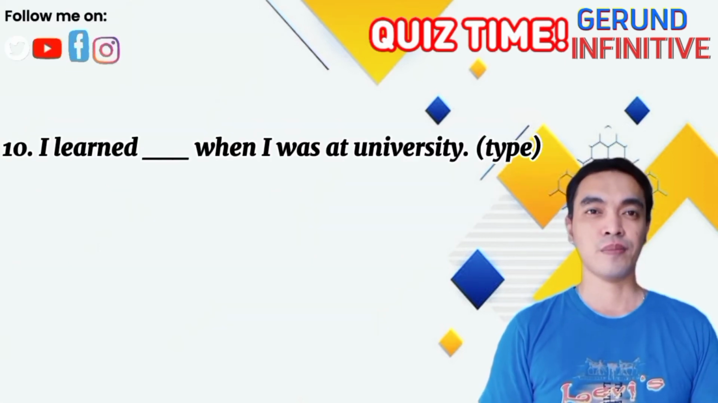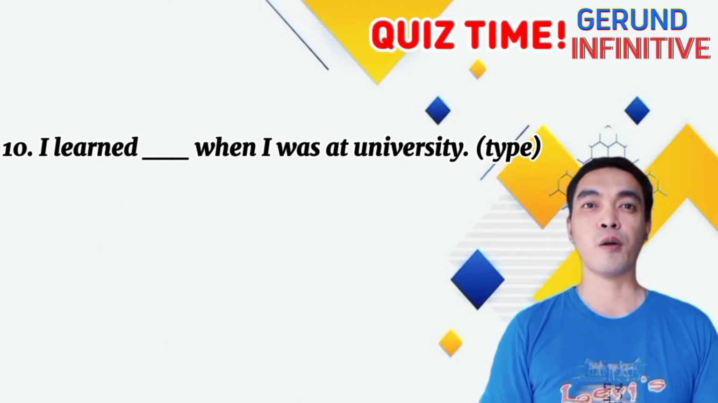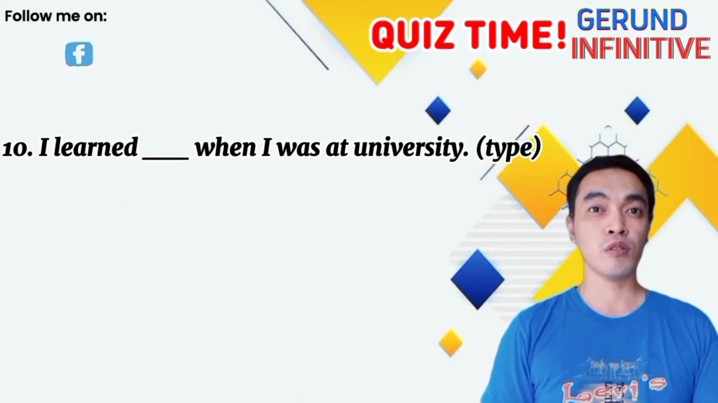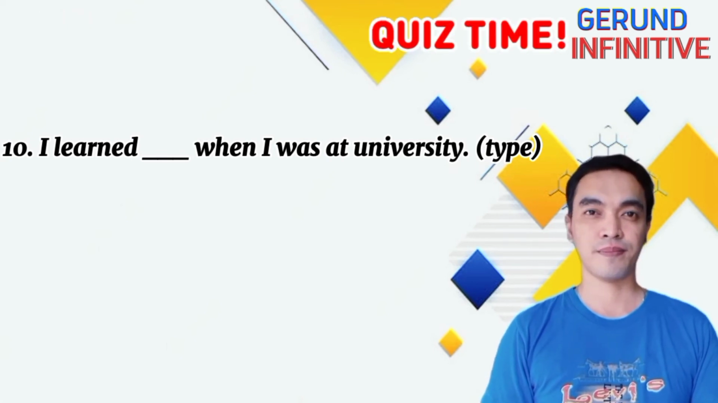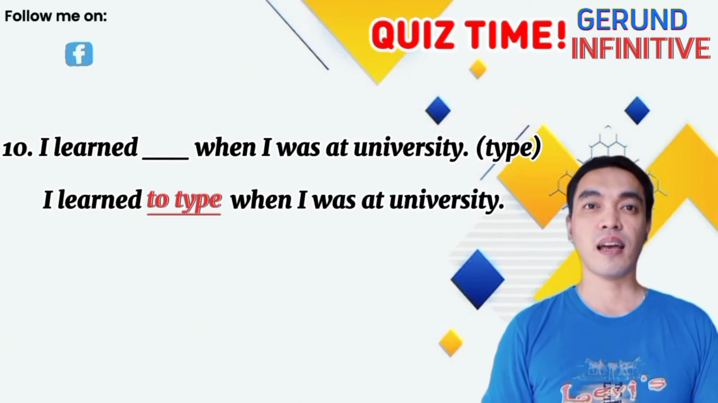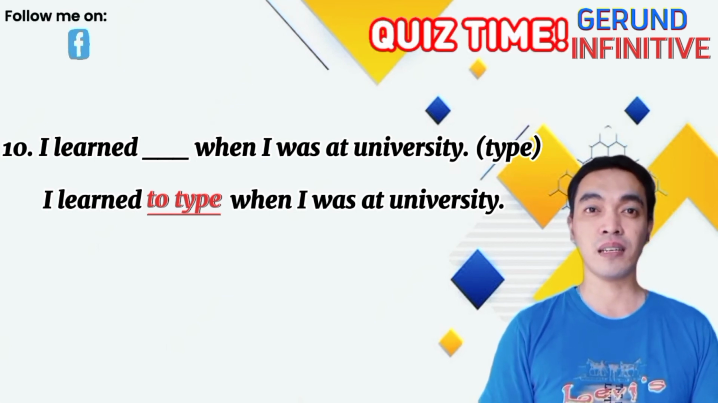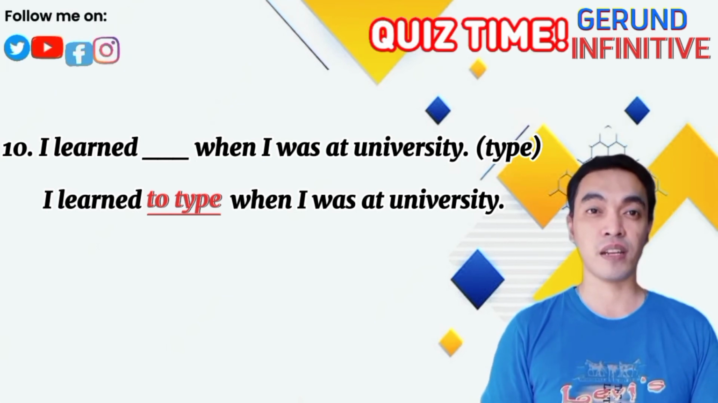Number 10. I learned when I was at university. And the verb we're going to use is type. The answer is: I learned to type when I was at university. You learn to do something, it takes the infinitive.